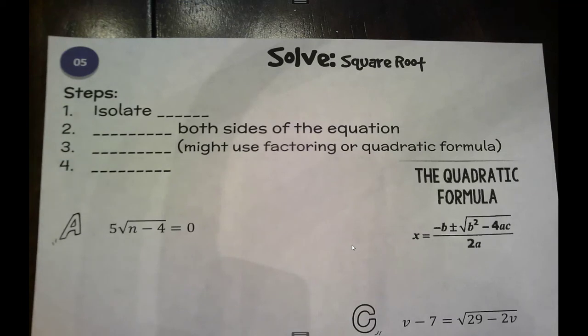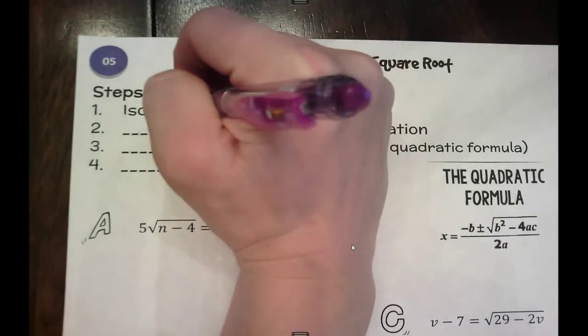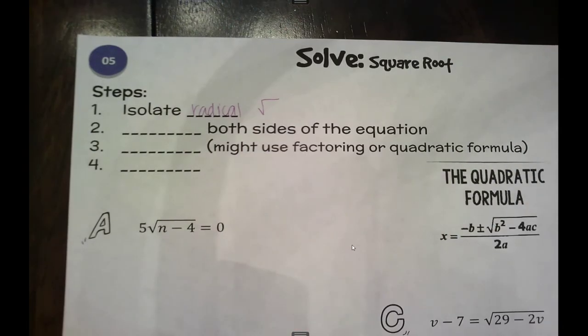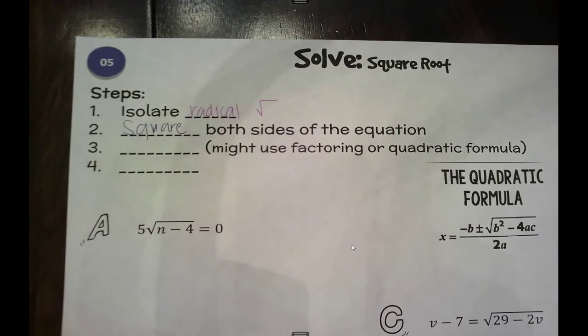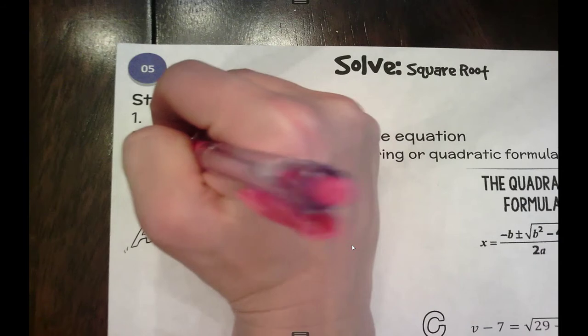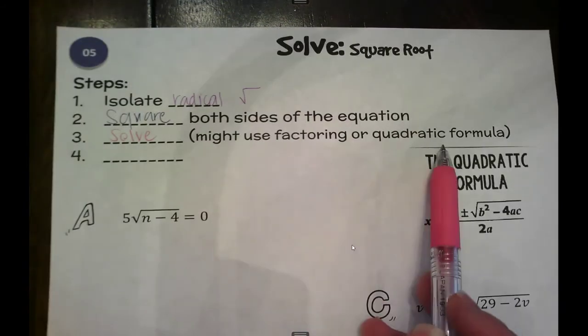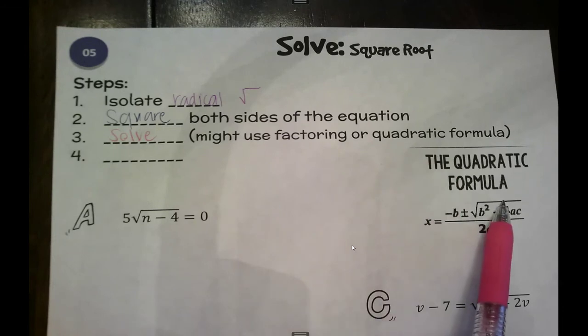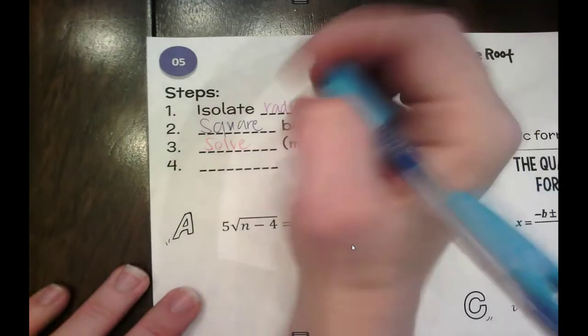Solve our square root problems now. So our steps to solving our square roots: we're going to isolate our radical, where that's this symbol and whatever's underneath that. Then we are going to square both sides, because remember, squaring is the opposite of our square root. And then we're going to solve. And this may involve using our factoring strategies or our quadratic formula. I put the quadratic formula here for you, but you might have to go back to your notes on our factoring. And then you should check your answer.